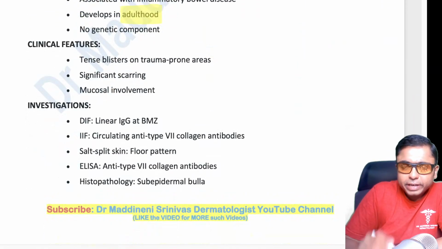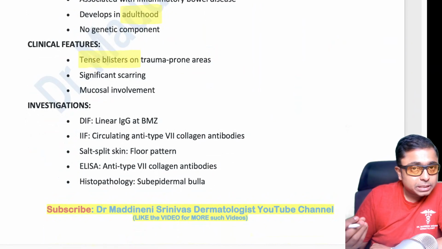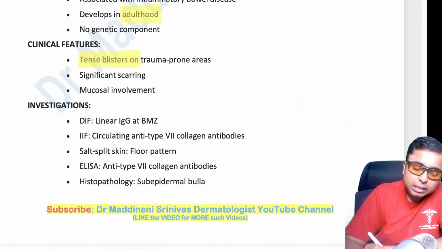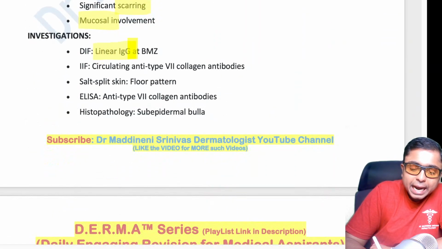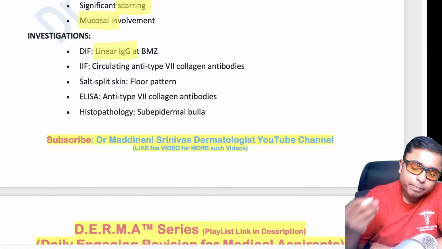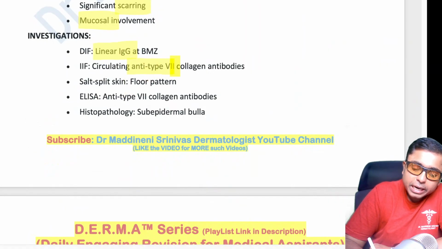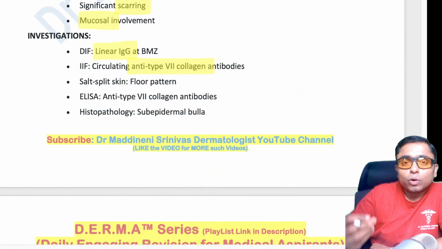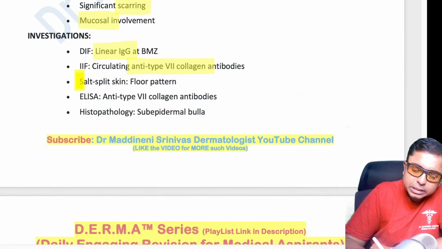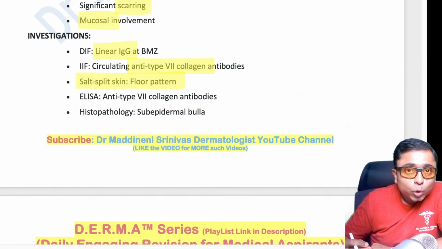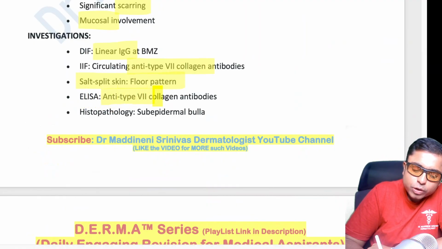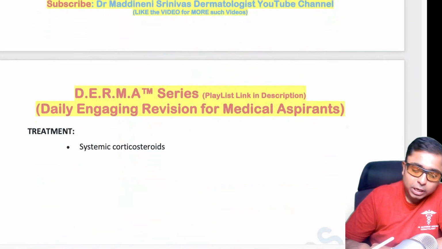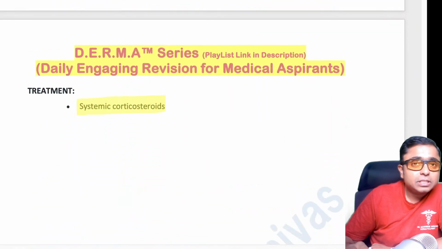Next is clinical features. Of course, tense blisters are going to be seen. It is a subepidermal blistering disorder, and scarring is also going to be seen. Mucosa can also be involved, and linear IgG deposition can be seen at the basement membrane zone, and there will be circulating type 7 collagen autoantibodies. If you do a salt split skin, the floor is going to show the fluorescence. And of course ELISA is going to show type 7 collagen autoantibodies, and it is a subepidermal bullous disorder. Treatment is going to be with systemic corticosteroids.